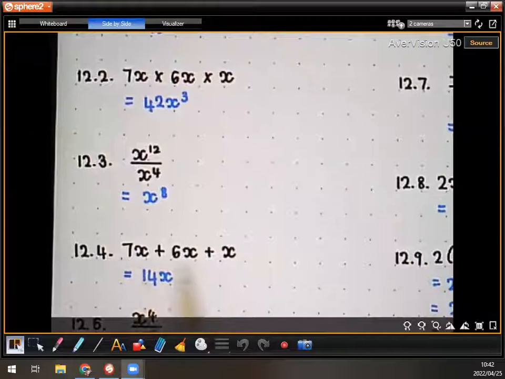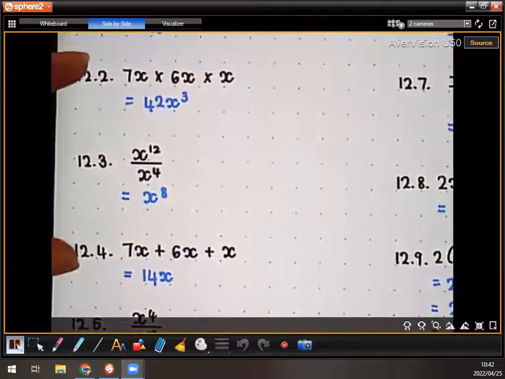In 12.4, we are now adding them together. So now I'm going to change the number in front. Right? You guys remember that? What's 7 plus 6 plus 1? 14. And 14 what? 14x, okay? So 14x is your answer. All right. So it's important, guys, that you do understand the difference between these 2 questions.